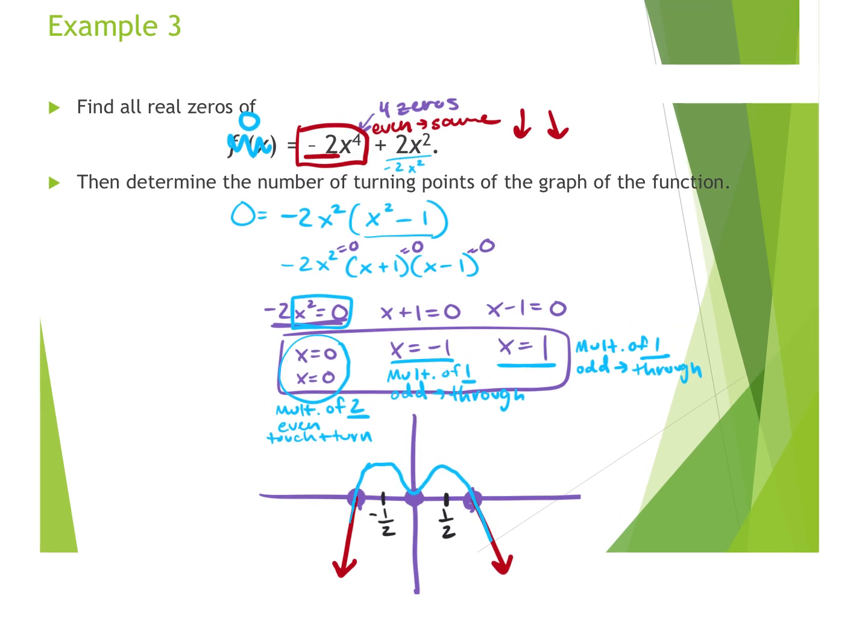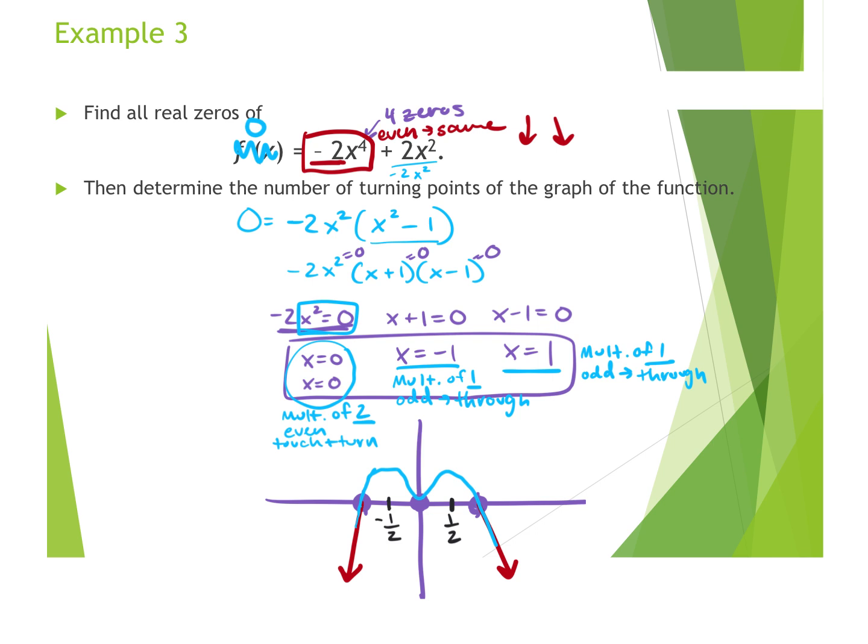How many turning points could we have here? 3 turning points. Here we actually have 3 turning points that we can see. We have a relative maximum, a relative minimum, and a relative maximum. So these would be our 3 turning points.